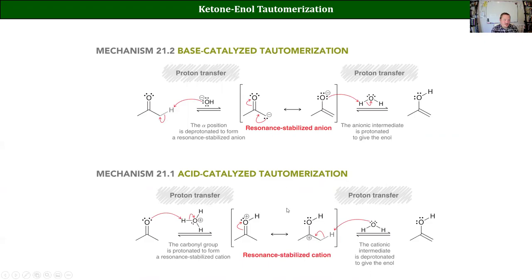And that just means that your resonance stabilized ion in the middle has a different charge, just like we talked about with the acid derivatives. If you're under basic conditions, your intermediates can only be neutral or have a negative charge. If you're under acidic conditions, your intermediates have to be positive or be neutral.